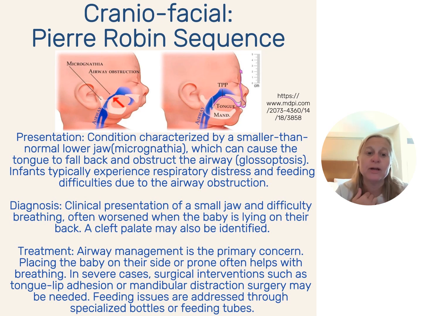So that's micrognathia. I always have a difficult time saying that, so you are not alone if you have a difficult time as well. So that's a smaller than normal lower jaw. This can obstruct the airway. They usually have respiratory distress issues and feeding difficulties. We will do mandibular extractions, where they're trying to pull that out. You can see it with a little screw on the side. I've seen one with a button.